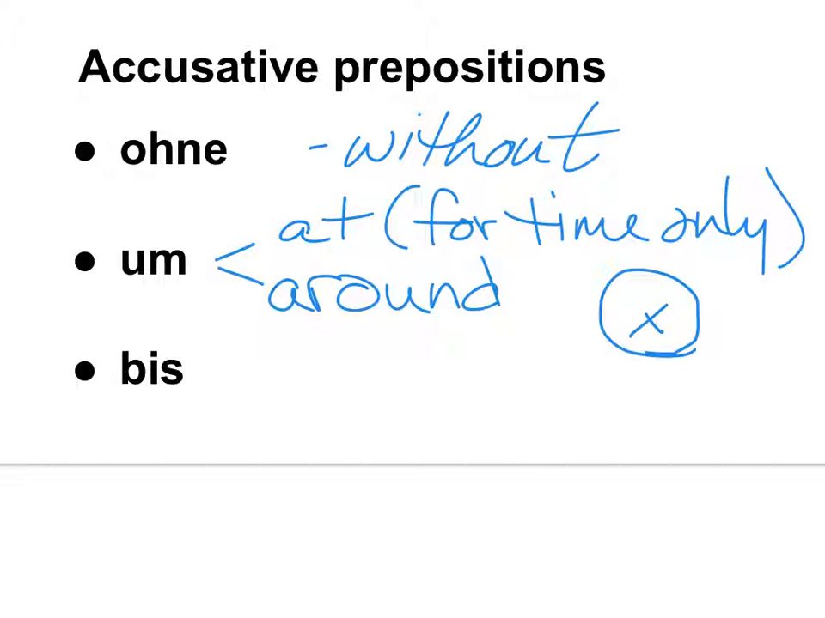How do you say the next one? Bis. And what does that mean? Until. Good. Bis morgen, bis später, all of those things.